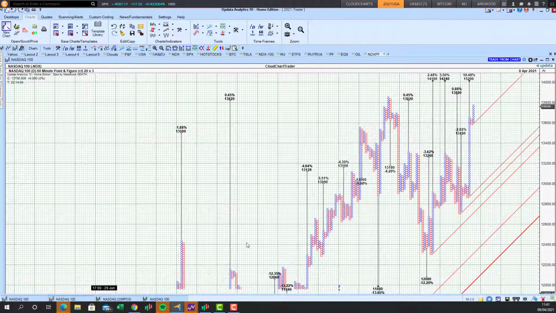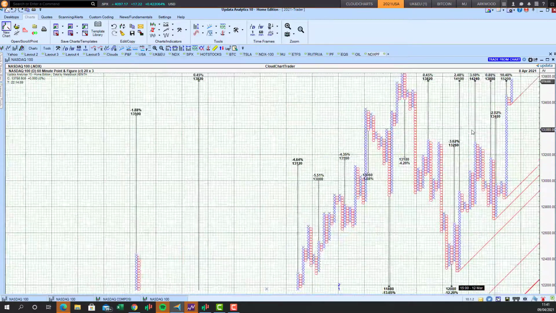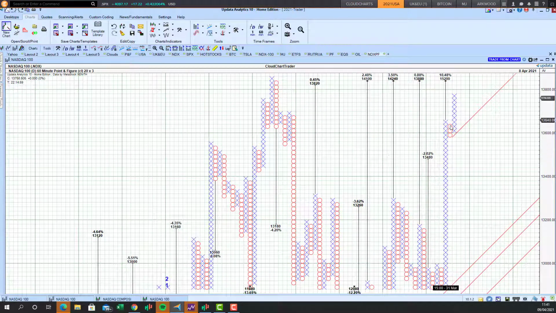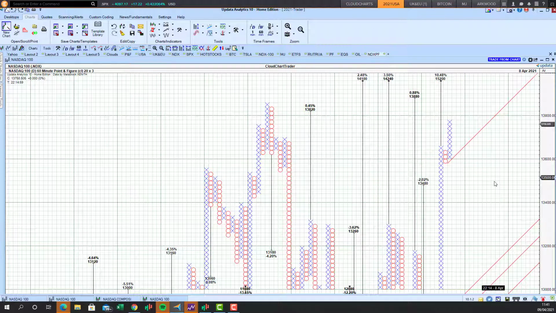Now let's go and look a little bit closer at the intraday action. Got a 60-minute point and figure chart up here, 20 by 3 this time, so it means a 60-point move to the downside will start showing the trend change. So that move there, let me just zoom in here. That move there is a 60-point drop, and then a reversal to the upside. There was once again a 60-point reversal to the upside. That's the box size.